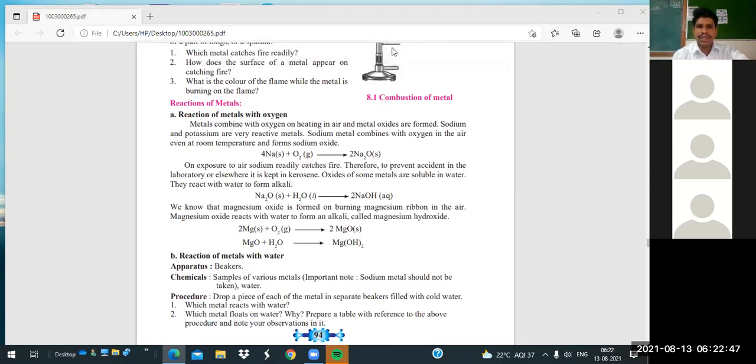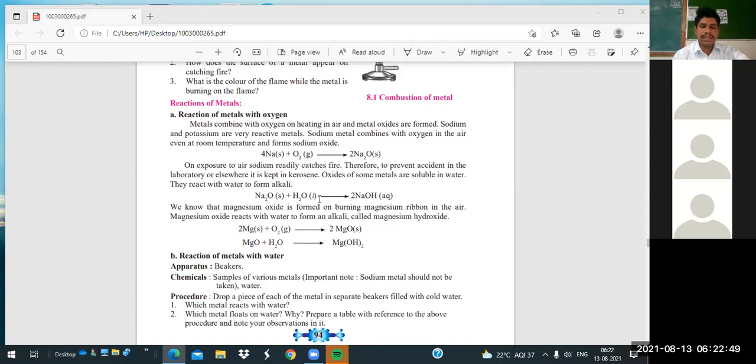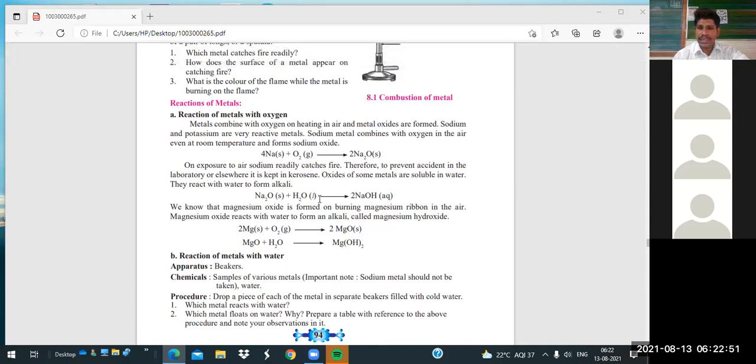Reactions of metals with oxygen. Remember, when it comes to metals, it's very simple. There are 6 types of reactions. That is the first one, reaction of metals with oxygen. When metal reacts with oxygen, it forms oxides. Remember, it forms metal oxides. Only this sentence you have to keep in mind: metals combine with oxygen to form metal oxides.